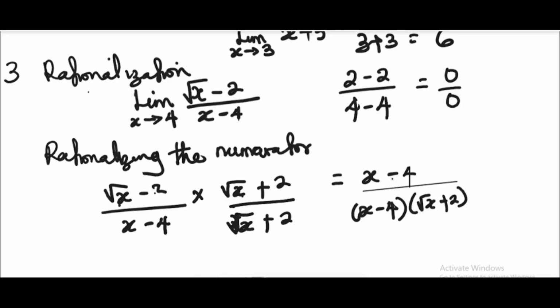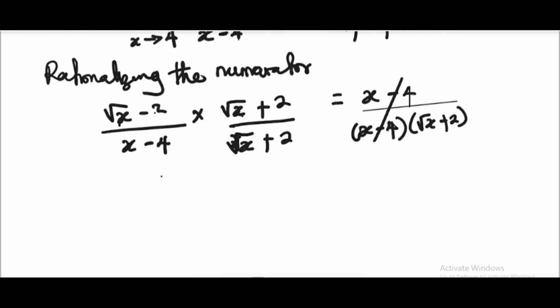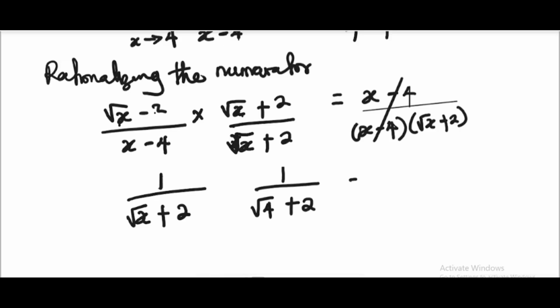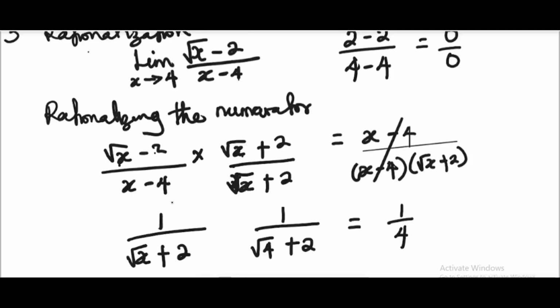So now I'm seeing two things that are the same, right? Okay, so they will cancel out at this point. So if they cancel out, I have 1 over root x plus 2. So at this point, if I substitute my value of x, what am I going to have? That's root 4 plus 2, and that will give me 1 over 4. Okay, so that means the limit of that function as x tends to 4 is 1 over 4.